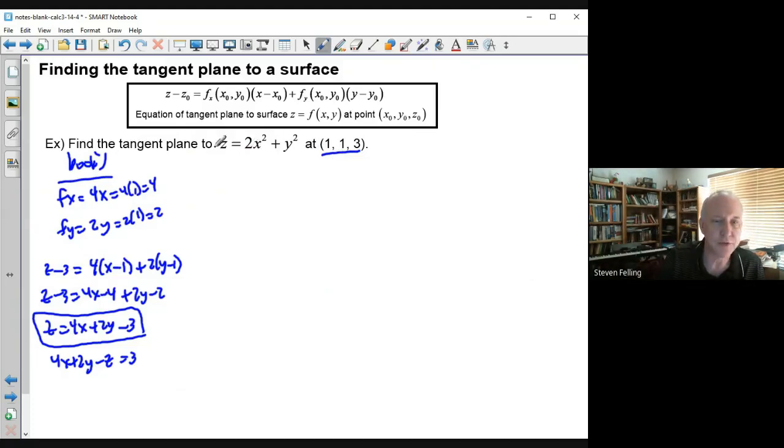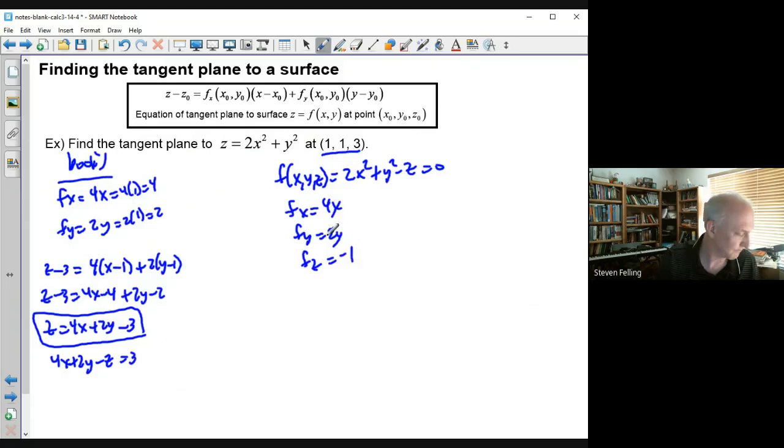You could say, all right, I've got this equation, and let me define a function f(x, y, z) of all of these things, such that we set that equal to 0. So if I get everything on the same side, 2x squared plus y squared minus z equals 0, so get everything on one side and call that thing f. Then I can find all three partial derivatives. fx is 4x, fy is 2y, and fz is negative 1.